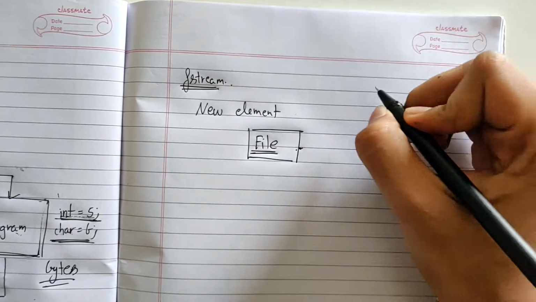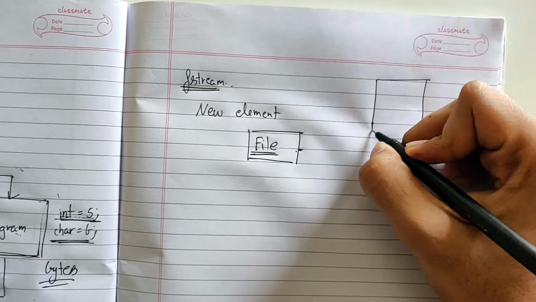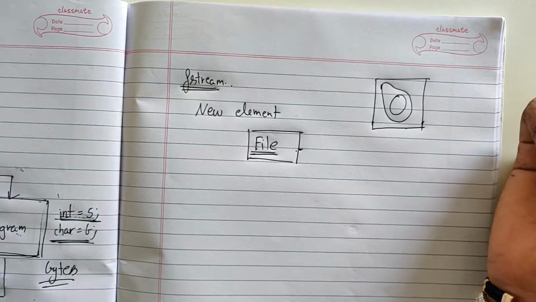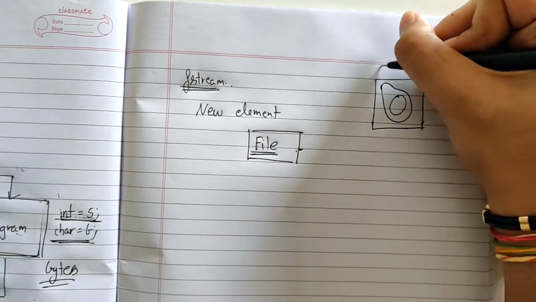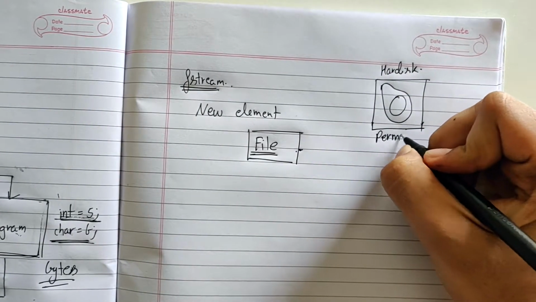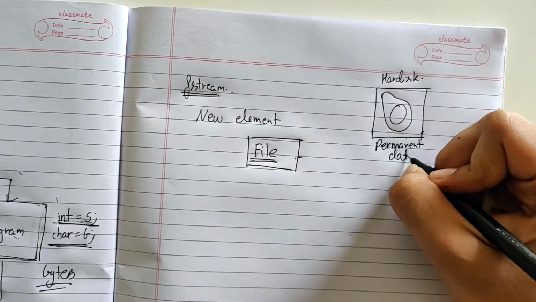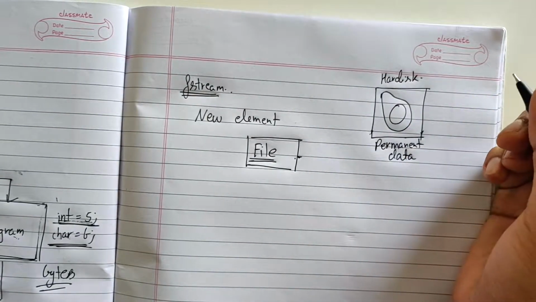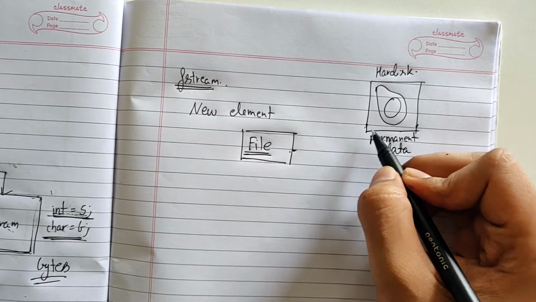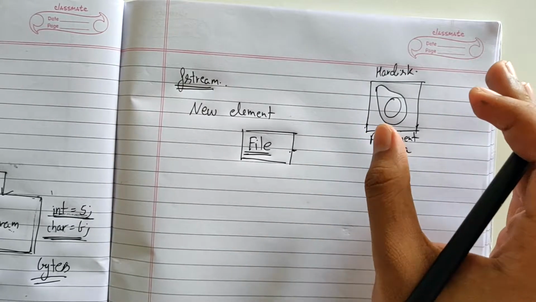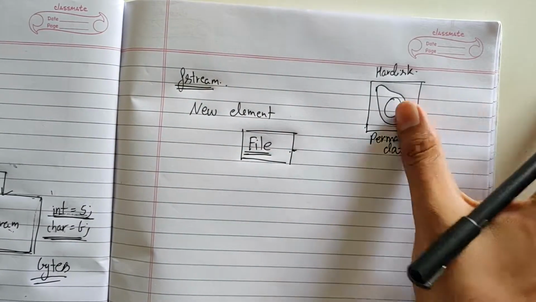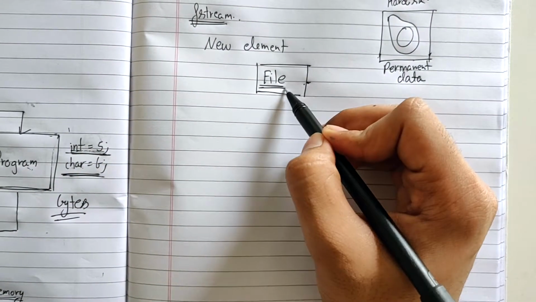This file is saved on a hard disk. I don't know how you draw a hard disk, so consider this a hard disk. A hard disk is where all the permanent data can be saved, unlike RAM, where all the temporary data is saved. So the file is where you can save the data you want to keep, where you can write the data which you want to access even after the code has completed its execution. So we have this new element, file.